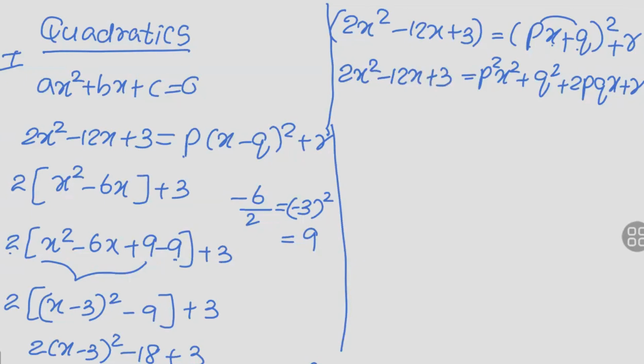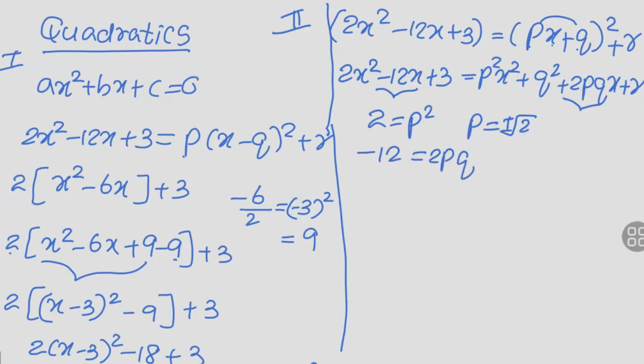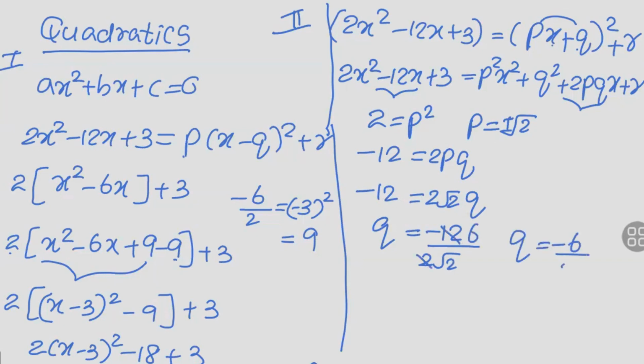You can use the comparing method. This is the second method. 2 equal to P squared, then P equals plus or minus root 2. Comparing the x terms, 2PQ equals minus 12. P you found, root 2, so root 2 Q over minus 12. Either way, Q equals minus 12 divided by 2 root 2. Then Q equals minus 6 over root 2.